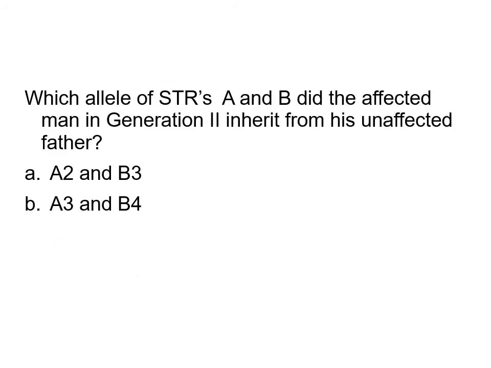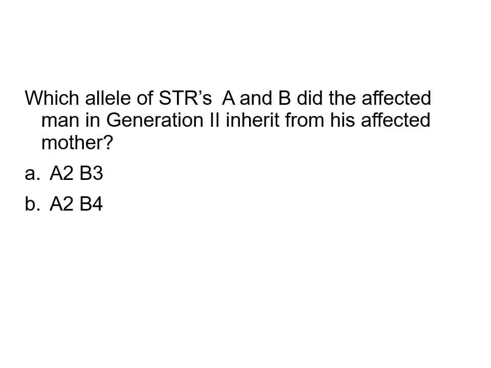Okay, so the question is, which alleles of STR A and B did the affected man inherit from his unaffected father? Here you have to look at the genotypes of the people and see if you've got any unambiguous interpretation of these. And it turns out you do. If you look at it, he got A3 and B4 from his unaffected father.